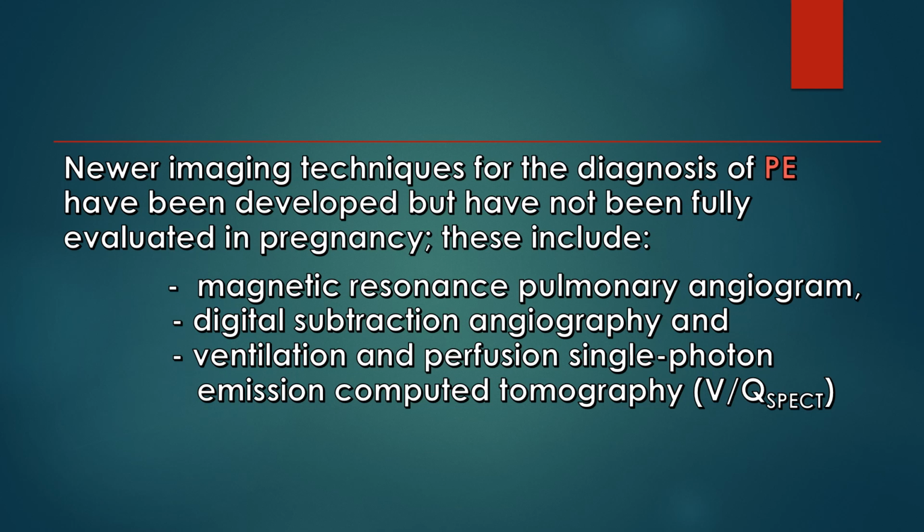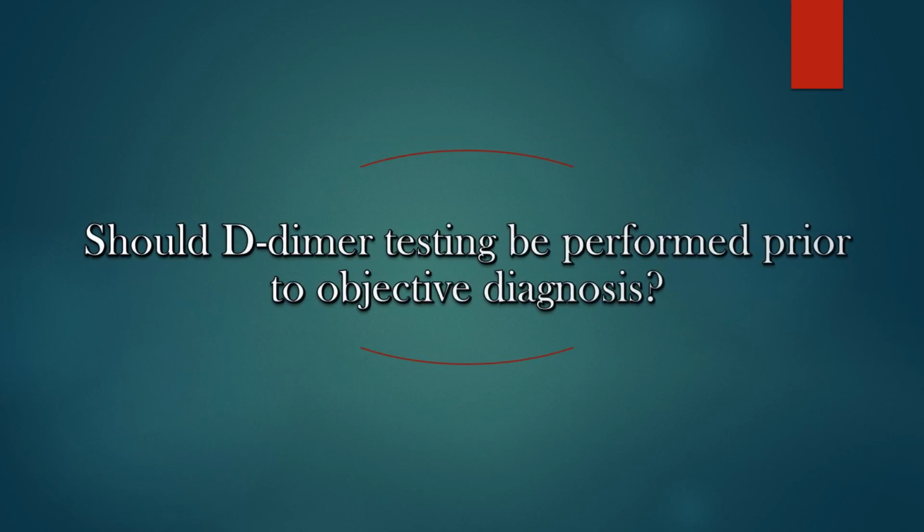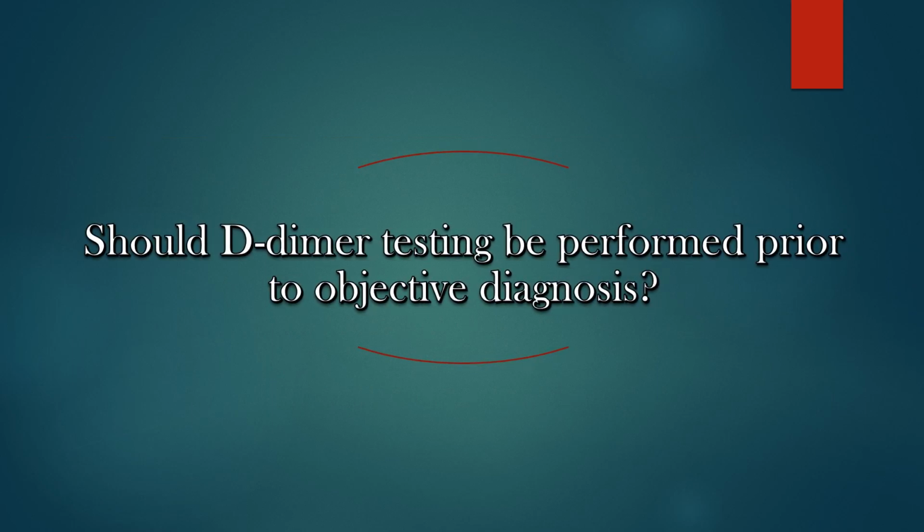Newer imaging techniques for the diagnosis of pulmonary embolism have been developed but have not been fully evaluated in pregnancy. These include magnetic resonance pulmonary angiogram, digital subtraction angiography, and ventilation and perfusion single photon emission computed tomography. Should D-dimer testing be performed prior to objective diagnosis?